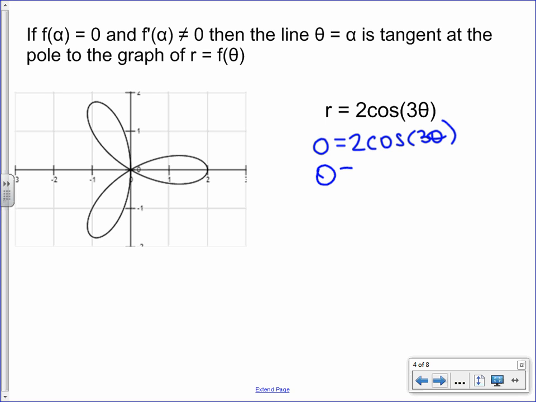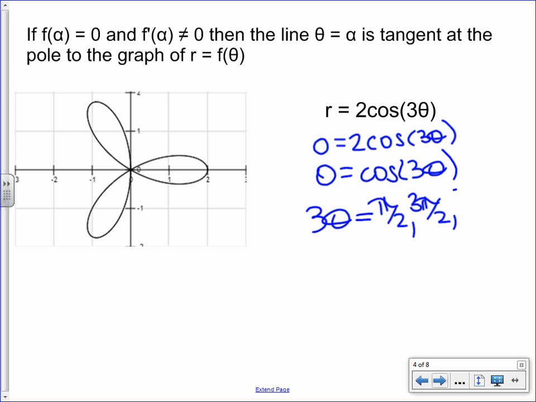Basically, it's where the cosine is 0, which is where? Okay, pi over 2 is the first place, 3 pi over 2, and then we need one more. Okay, so our zeros are at pi over 6, pi over 2, and 5 pi over 6. If you recall something I mentioned a couple days ago, when we draw petals with an odd number, it's only going to take us from 0 to pi to draw them.